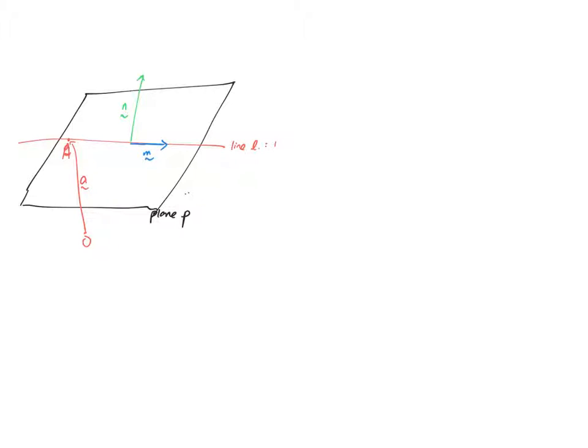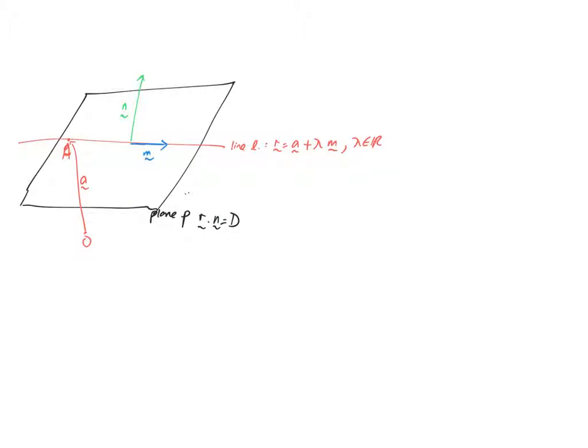The equation of the line should be r equals a plus lambda m, where lambda is real, and the equation of the plane should be r dot n equals d. So how do we determine the relationship between a line and a plane? Like I told you in lecture, we always check m dot n, the relationship between the direction vector and the normal vector, to see what it gives us.